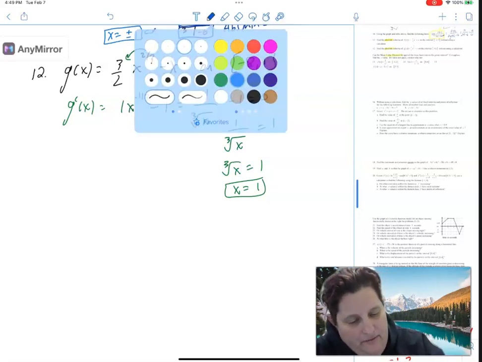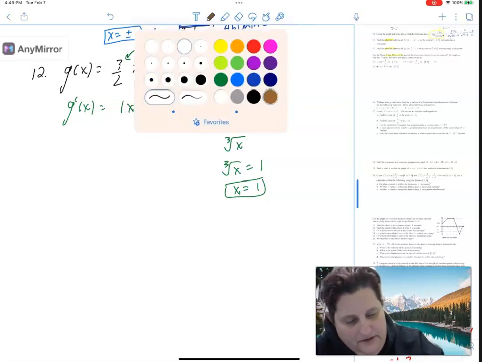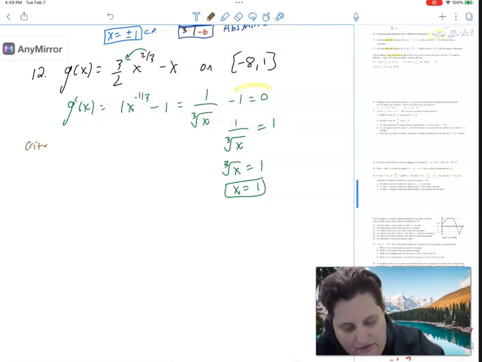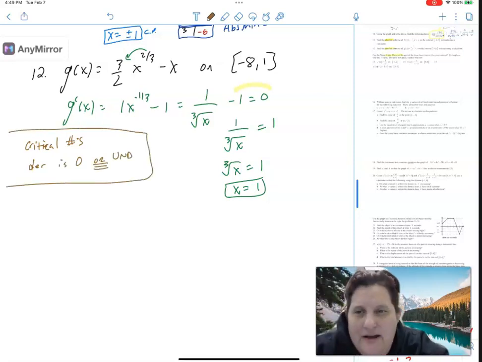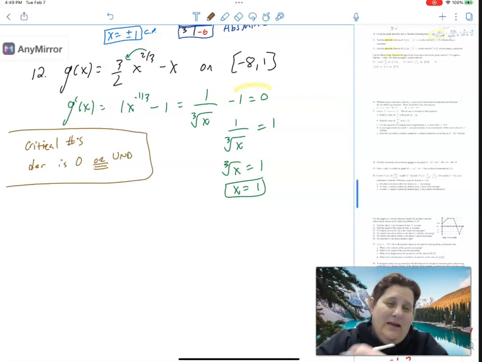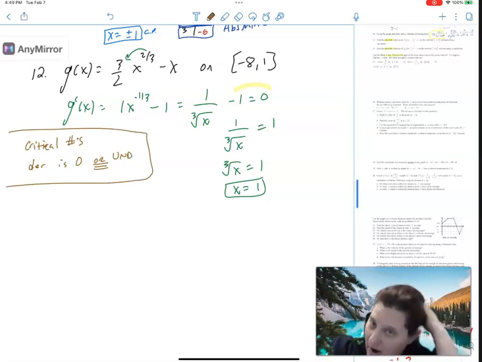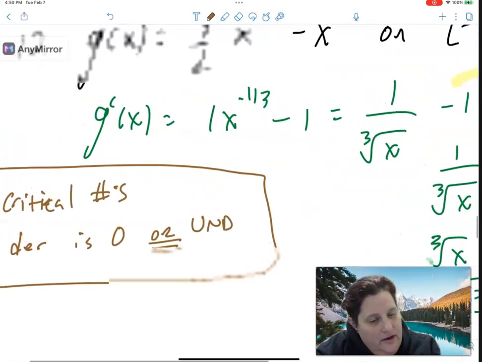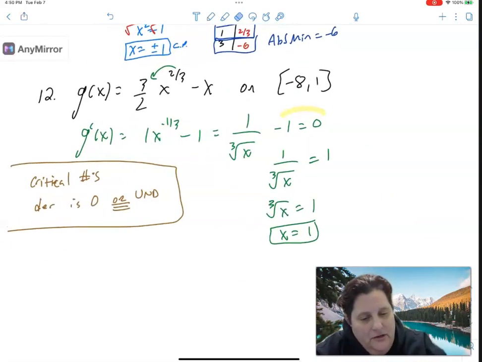Technically, critical numbers are where the derivative is 0 or undefined, as long as that undefined point is still in the original problem. Now look, in the original problem, there's no undefined points. There's no dividing by 0 or anything. In the original problem, it is continuous on this entire interval.